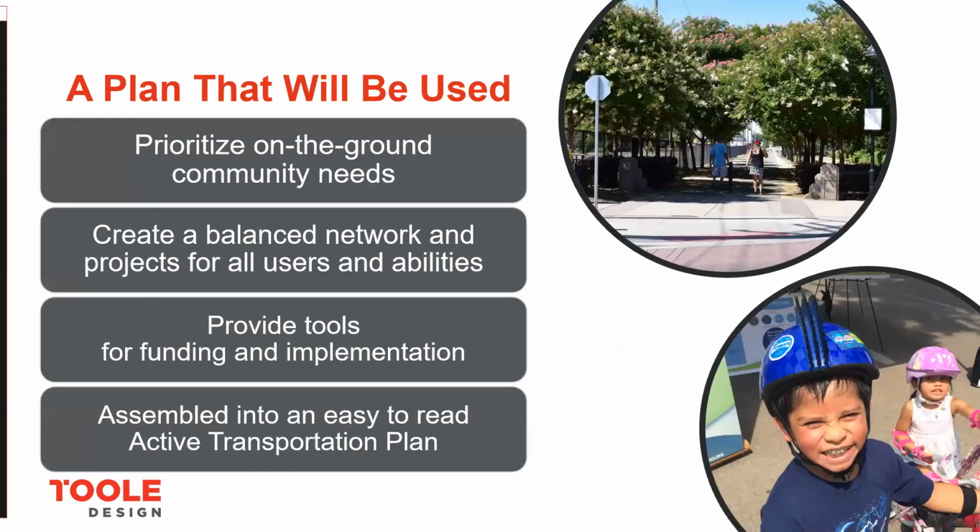The lead agency should view this plan as an investment for their implementation future. So, in my opinion, it is imperative that the lead agency is involved in the process so that the plan prioritizes the community needs, creates a balanced network for all users, provides the funding and implementation strategies needed for short and long-term success, and is assembled in a way that can be used to pursue different grants. It's imperative that the plan is not only easily accessible, but you can extract all the data that you will need for the multiple types of funding sources that the lead agency may pursue.